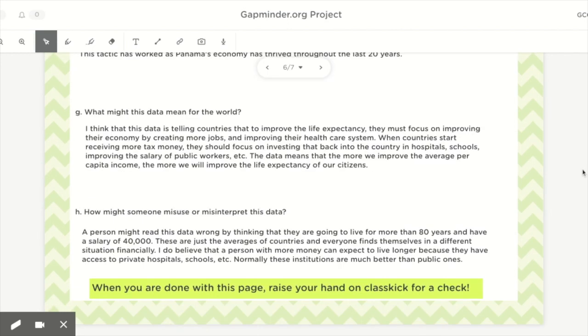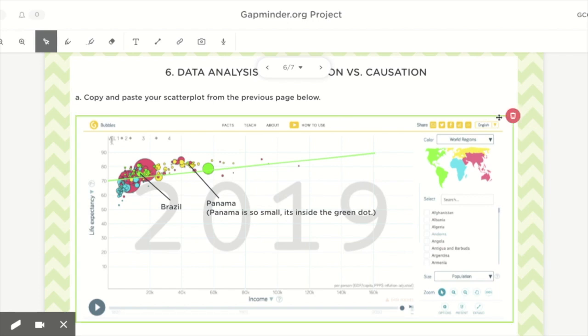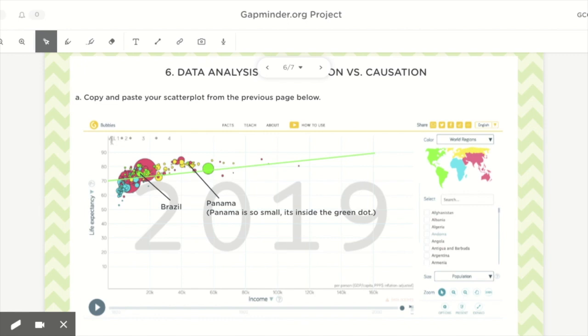So how might someone misinterpret this data? Let's say you're from Panama. You might misinterpret this data by thinking that your life expectancy would be 81 years. This is only an average. It's not for certain because everyone has different health conditions.